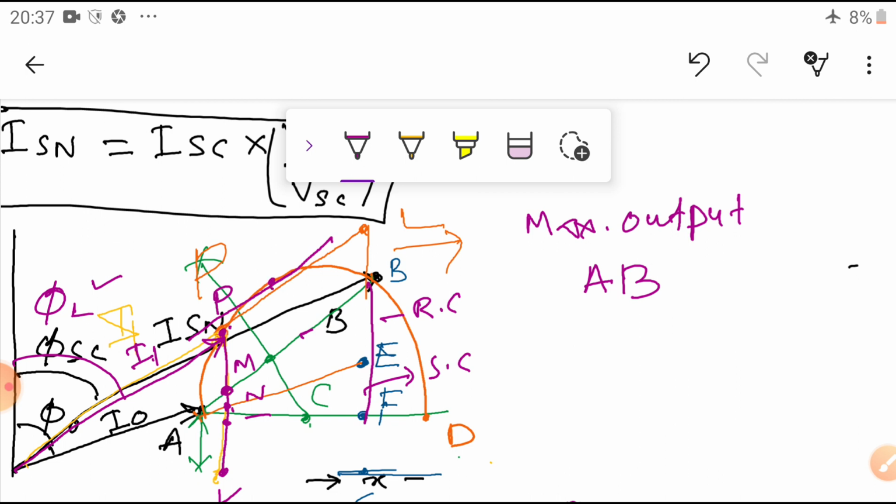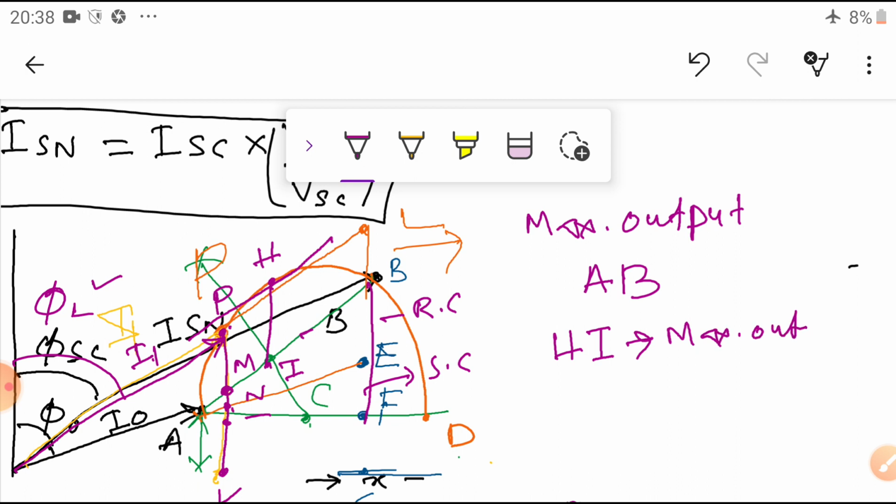From that you draw one parallel line. So, this is known as the maximum output line. Here it is known as H, and here I can represent on the output line, that is equal to I. Now, HI is equal to the maximum output line.